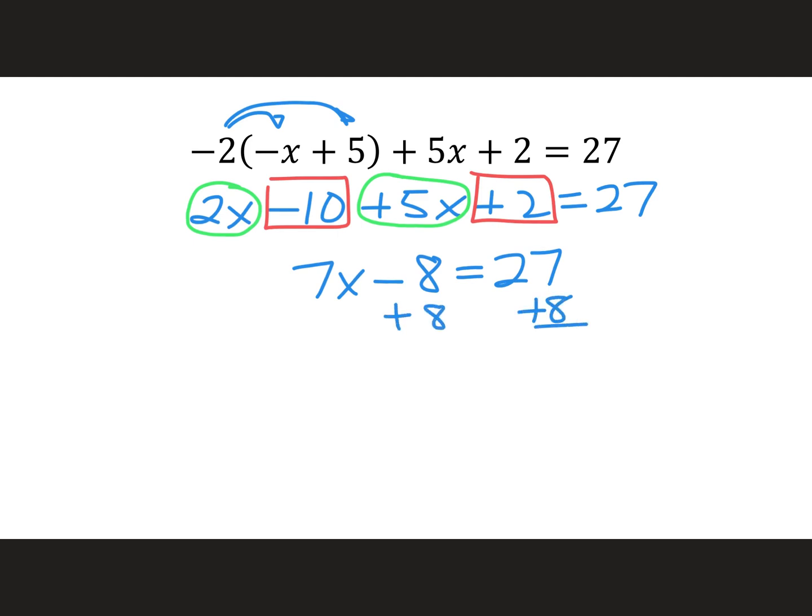And I'll have 7x equals 35. Get rid of the 7 by dividing. X equals 5. Is that what you got?